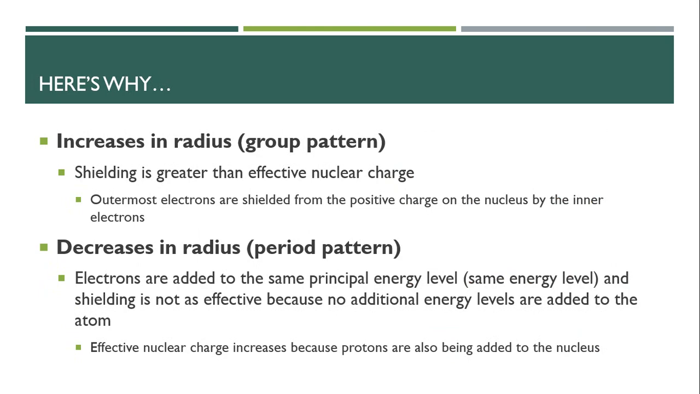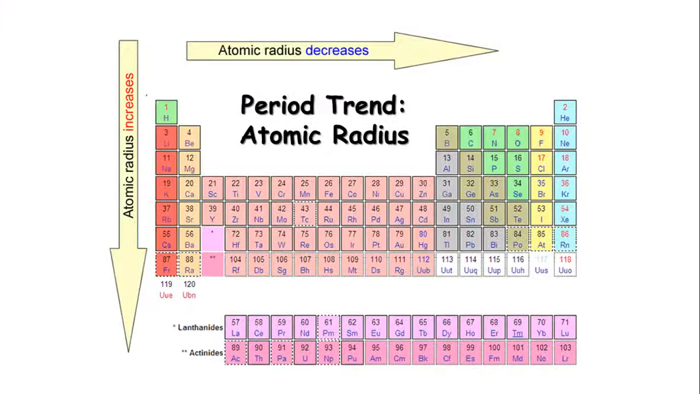As you go across, the electrons are added to the same energy level, but the nucleus gets more and more protons, making it a much stronger pull on the outer shell electrons. If I wanted to simplify it, I'd say that as I go from left to right across the periodic table, the atomic radius is going to go down. As I go from top to bottom in the periodic table, the atomic radius is going to go up.